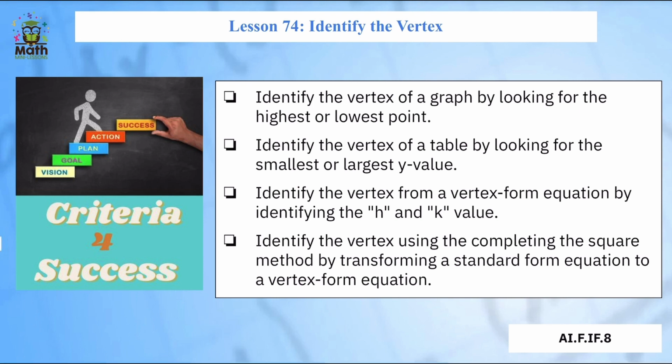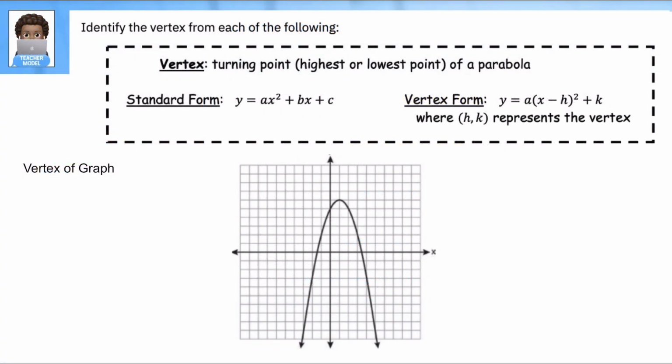With the old ones, we're going to identify the vertex of a graph as well as the vertex of a table. And that's going to be quick and easy for me to show from the last lesson. But here are newer ones. To identify the vertex from a vertex-form equation, we haven't talked about that yet, as well as identifying the vertex using completing the square, which we do know how to do, which will help change a standard form equation to a vertex-form equation.